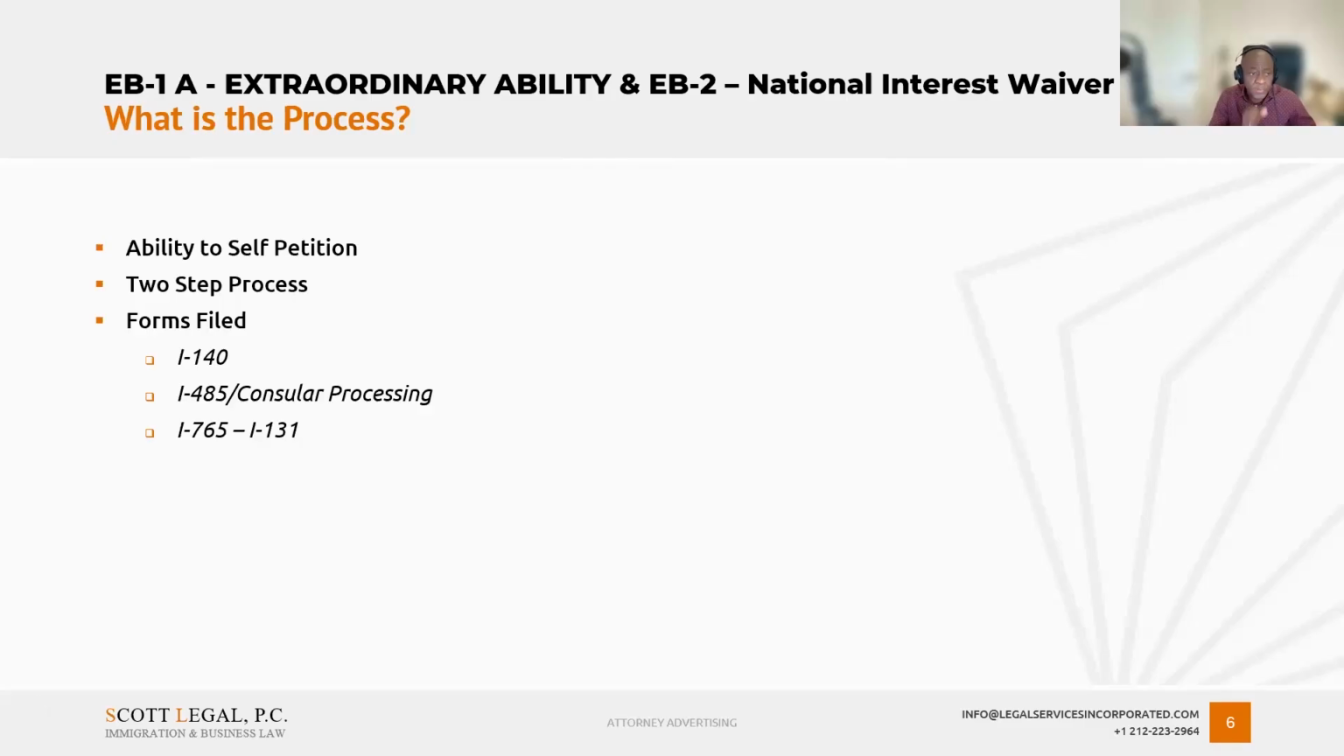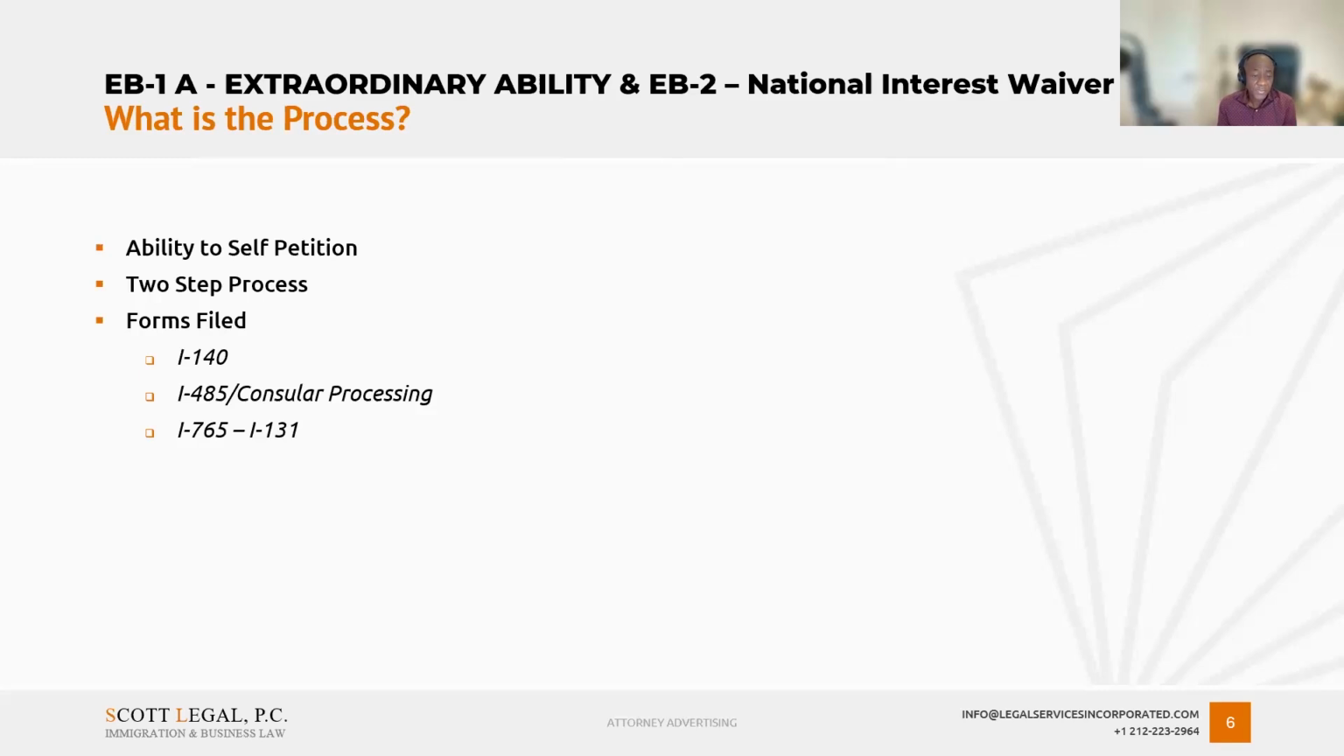Now, when we look at both national interest waiver and extraordinary ability EB1A cases, we're looking at how you apply for them and what the process is. They both have the unique ability to be applied for without a sponsor. So you don't need a job offer, you don't need a job. You can independently apply for these.